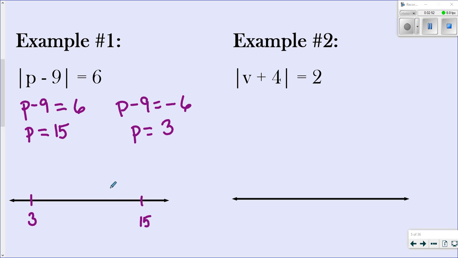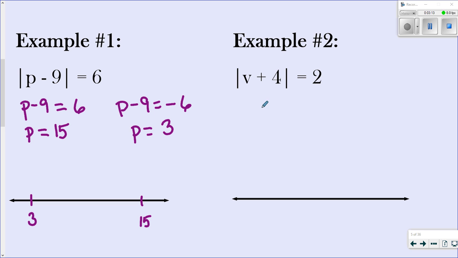And even if you didn't do the number line, if you didn't solve it, you know that your middle number is 9, and you would be going 6 to the left, 6 to the right. So 6 to the left would be 3, and 6 to the right would give you 15. Same thing. And this is just another example.